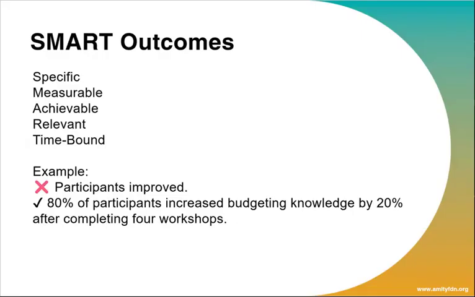The goal isn't to make your outcomes complicated. It's to make them clear enough that you can actually measure whether change occurred. So when you write an outcome, ask yourself, could someone look at this statement and clearly tell whether you achieved it or not?